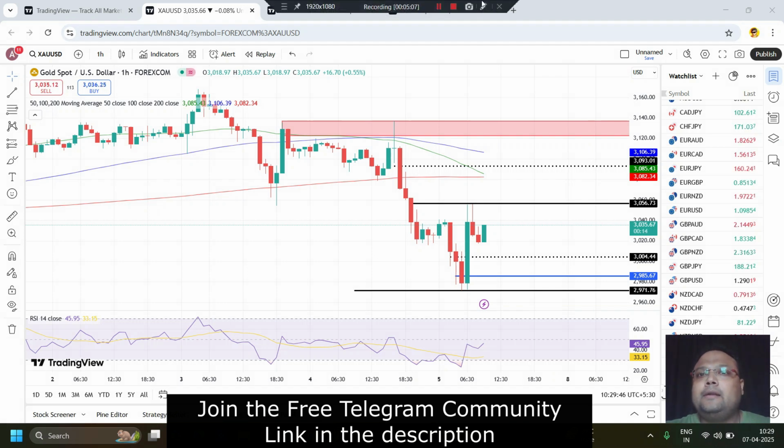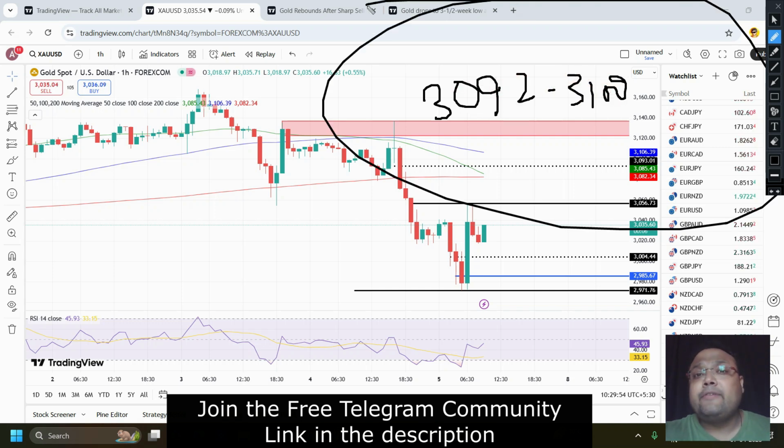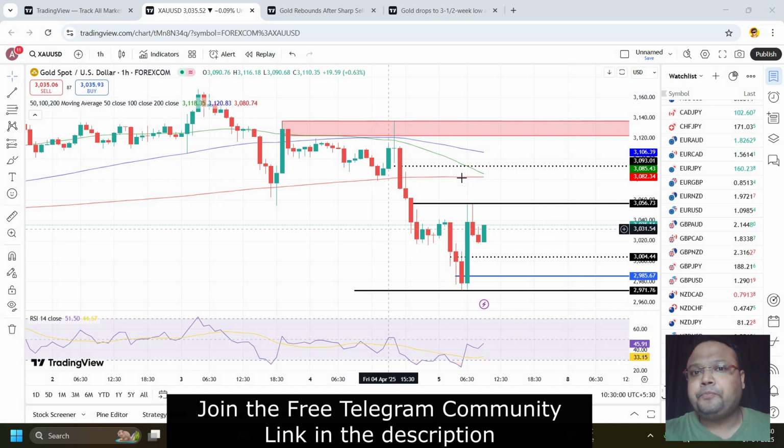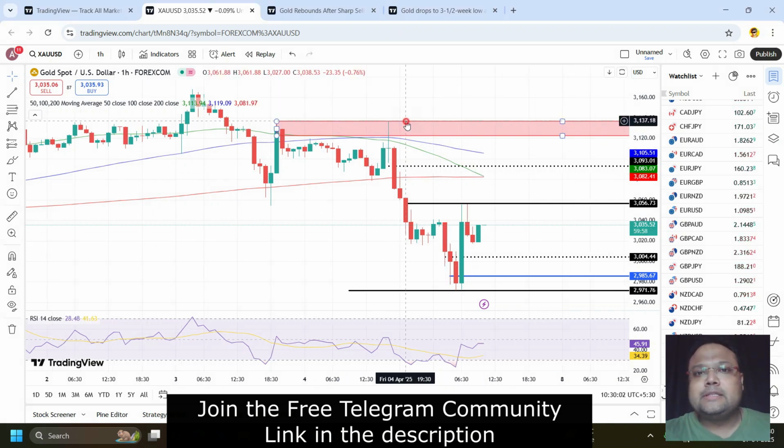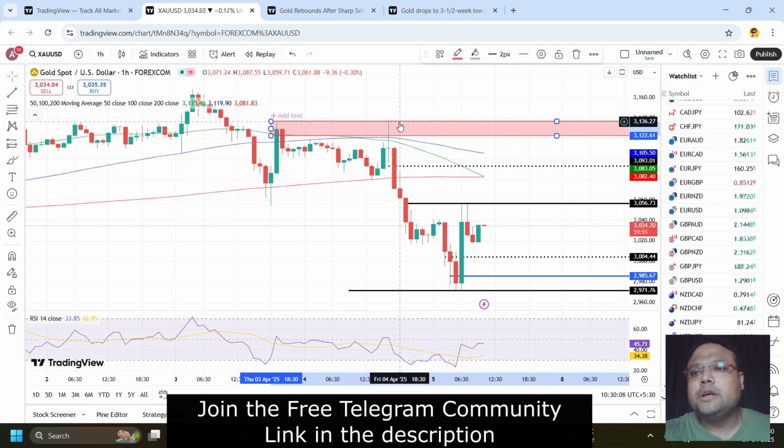Okay, and we may also see some resistance around 3092-3100. Day traders, scalpers, risk lovers, you can look for a sell position around this area if you see the market going up. And obviously, there is a big red zone here at the top. Okay, the zone is 3135 and 3122.